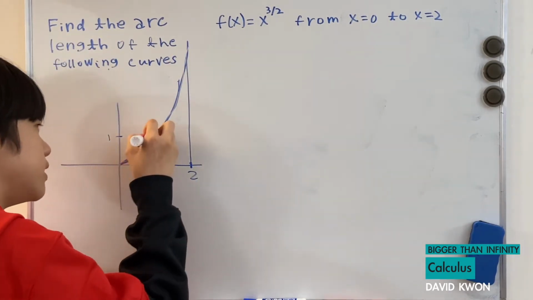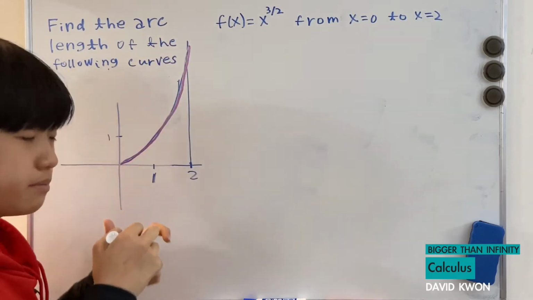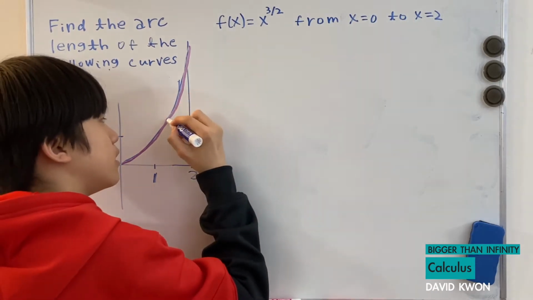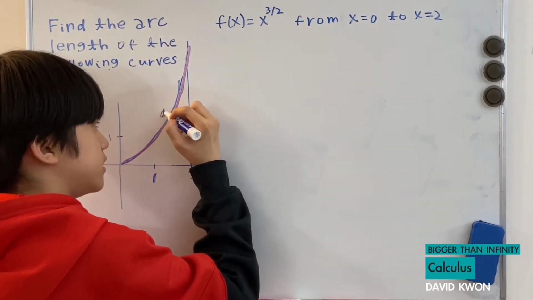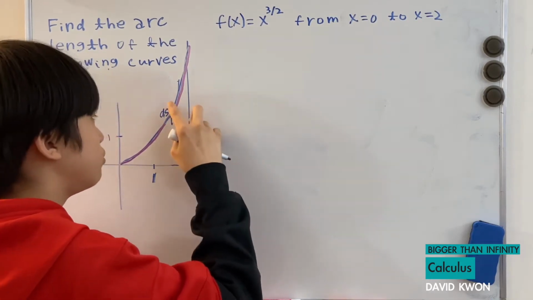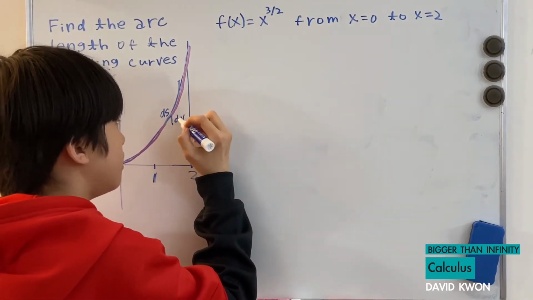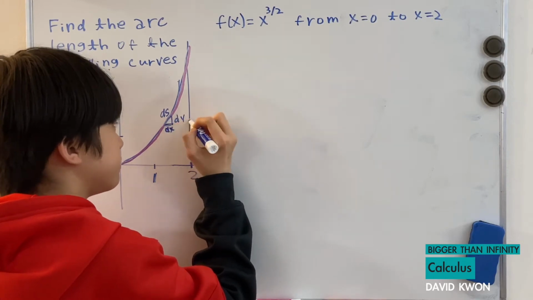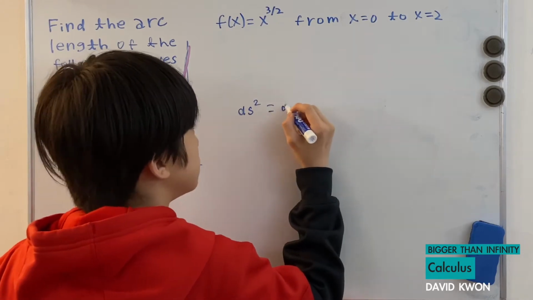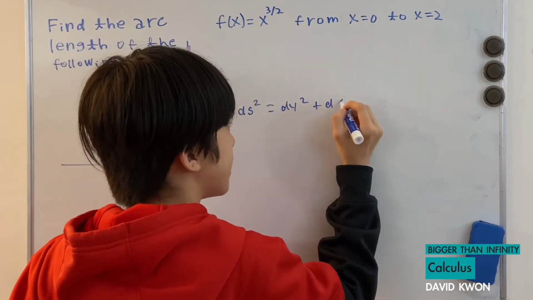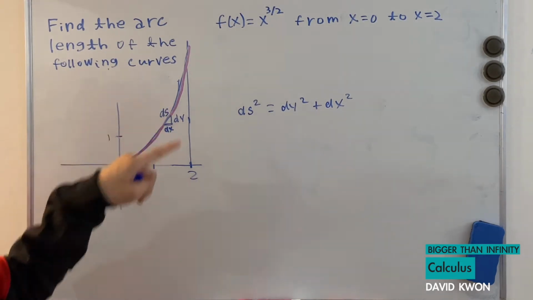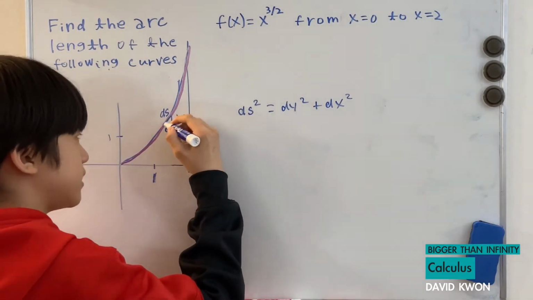So what is in pink, that's the length that we will be solving for using calculus. So if that right here is ds, that means this is dx. Oops, nope. That's dy, and this is dx, right? Also another thing, ds squared is equal to dy squared plus dx squared. But what we want is ds, because this is part of this length.